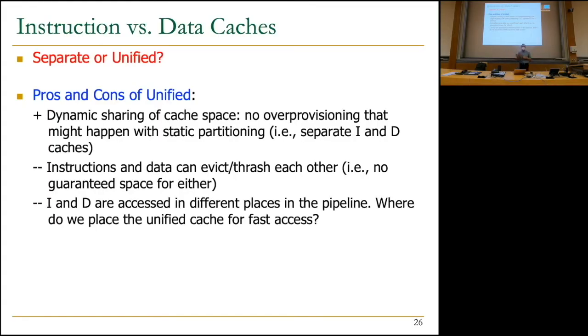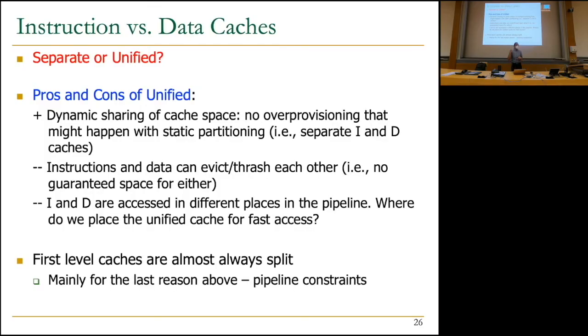But most importantly, in a pipeline design, as we discussed also last time, instructions and data are accessed in different places in the pipeline. Instructions are in the fetch stage. Data is accessed after the loads are scheduled, right? So there's a huge distance actually in the real chip implementation. As a result, if you really want to have a unified cache, there's no good place to place it, basically. It's better to separate these caches.